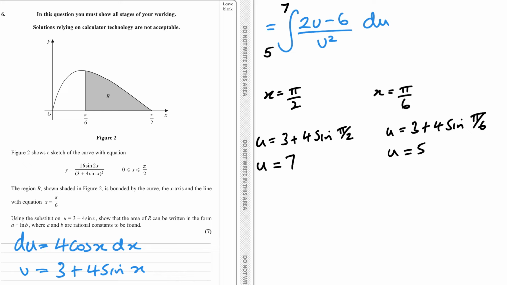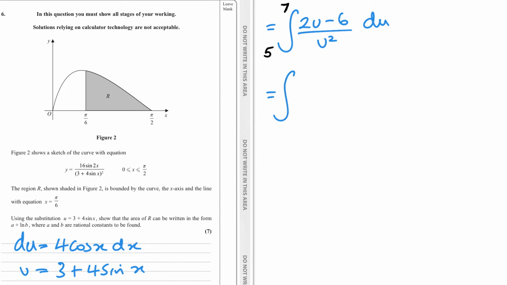So this is now my new integral, what I'm trying to do. So I basically have changed everything from x's to u's. For this to work, you need it all in u's instead of x's. You need a du, and you need your limits in terms of u as well. Now it should be a straightforward integration. So let's go. Integral from 5 to 7 of 2u over u squared minus 6 over u squared du.